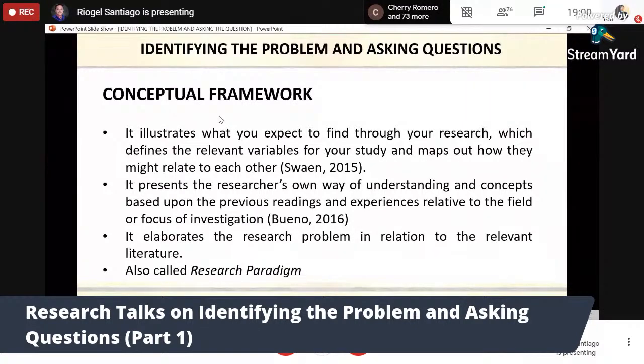Kasi hindi pa pwedeng itong variable na ito, for example, ay walang kaugnayan doon sa isang variable. Magkakaroon po tayo ng problem sa study natin kung later on makikita natin na walang kaugnayan yung mga variable na pinag-aagamit natin sa isa't isa.